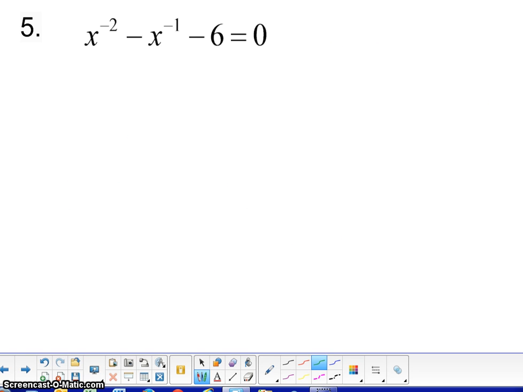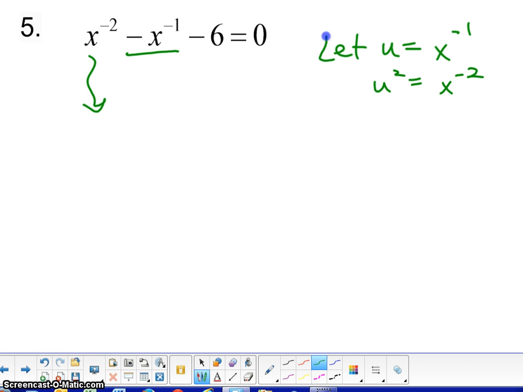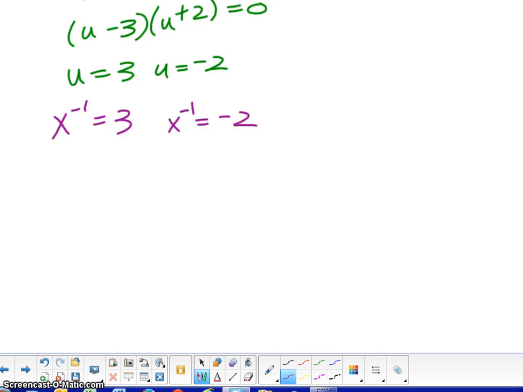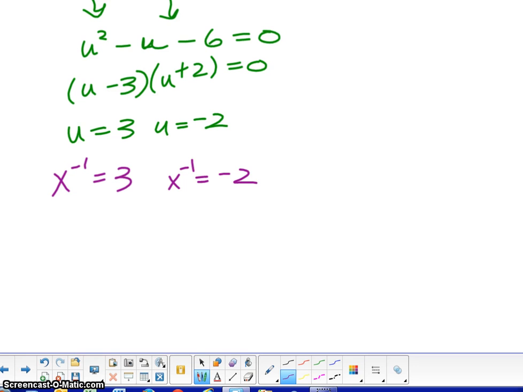Number 5, let u equal the middle term minus the coefficient. So x to the negative 1, and then u squared. If I square both, I'd get x to the negative 2. So this ends up being u squared. This one is u minus 6. Go ahead and push pause and factor and solve and go ahead and substitute everything back in. So if you did everything correctly, it should come out to looking like this.